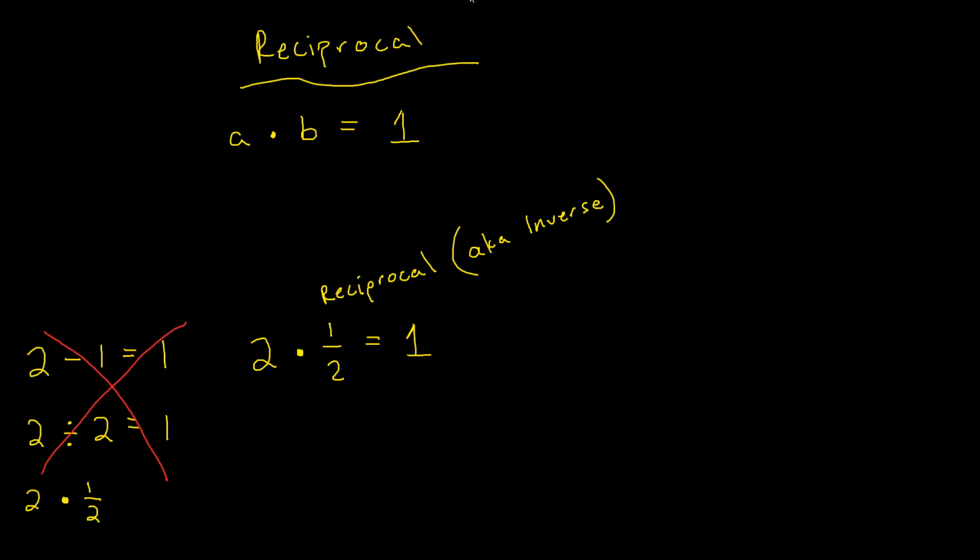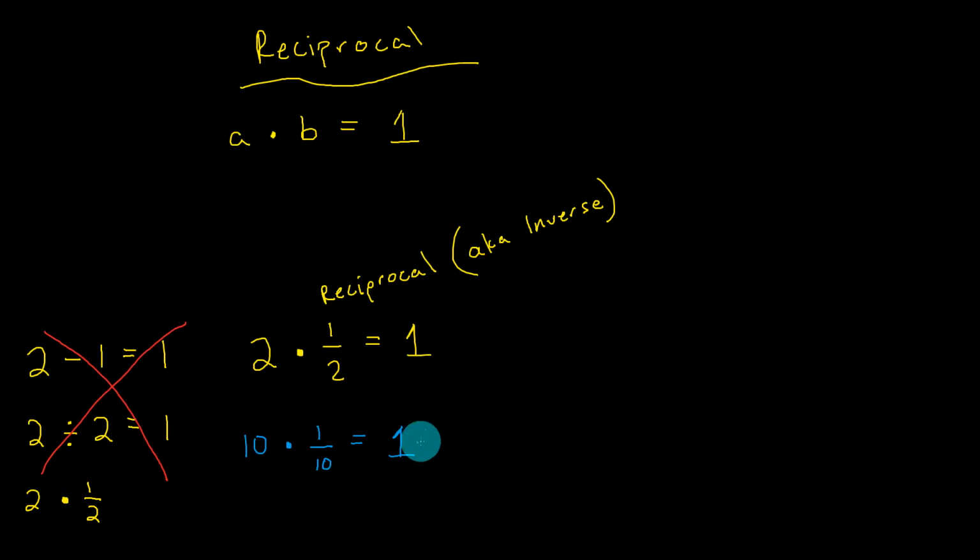Let's take a look at another problem. I'm going to put 10 on the screen and ask myself, what can I multiply 10 by to get a product of 1? Well, the reciprocal, or the inverse, of 10 is a fraction 1/10. 10 times 1/10 is equal to 1.